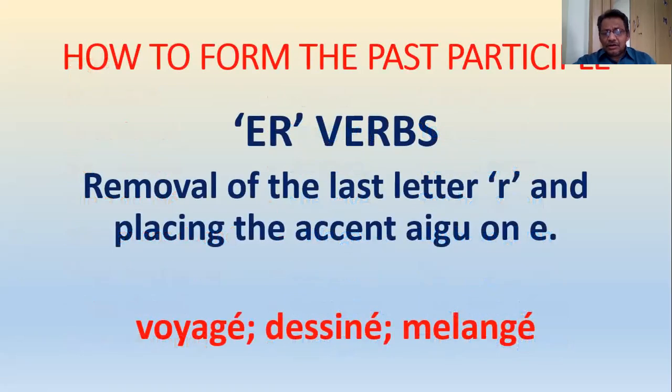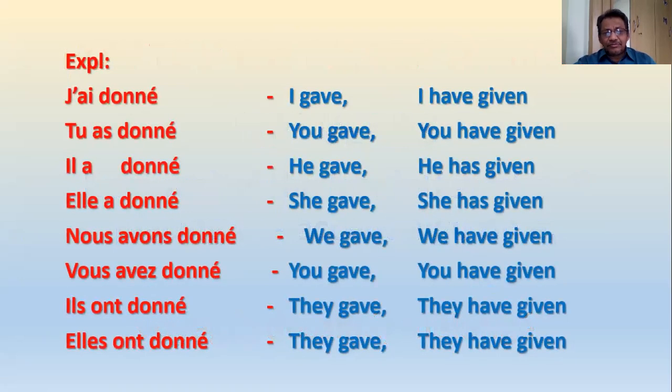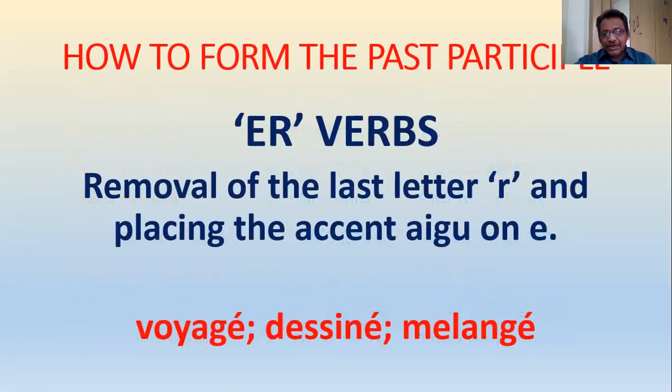Now, okay, fine. We have seen about these auxiliary verbs. What happens to the main verb, which has to be written in past participle? Means how to form the past participle of a verb. Now we know that there are three groups of verbs, ER, IR, and RE. Of course, we also know that there are irregular verbs. First, let's see these regular verbs.